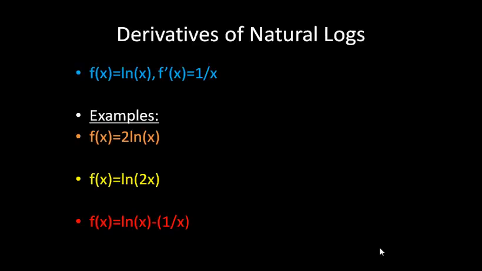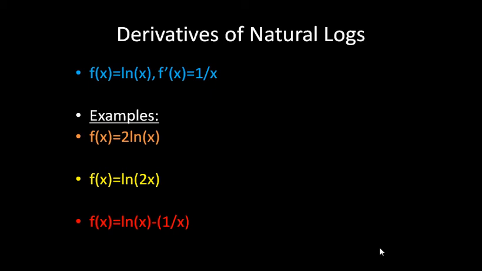Okay, so here's the next lesson on derivatives of natural logarithms. The general rule, which is up here in blue, is if f of x equals the natural log of x, then f prime of x equals 1 over x. So I guess we'll just dive into some examples.